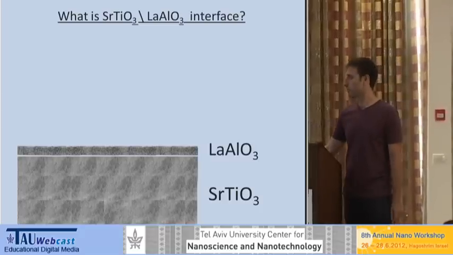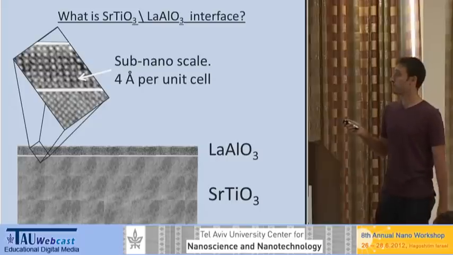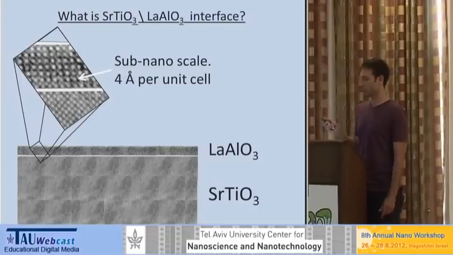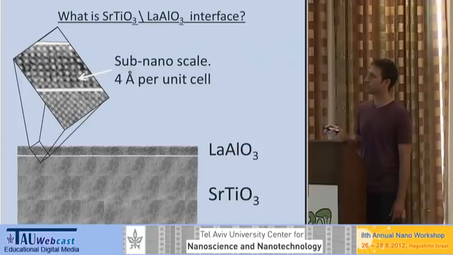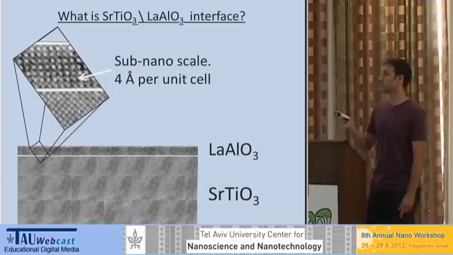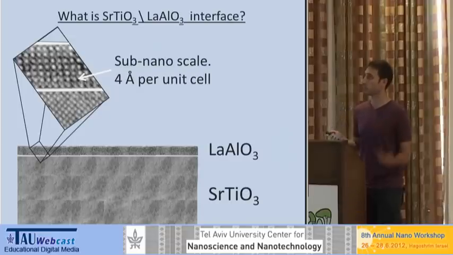We do the process in a very controlled temperature and pressure. And we look closely and we see the lattice is maintained throughout the interface. It looks as if it's a single lattice. You can see the unit cells going up as if it was a single lattice. We can control the process to a resolution of one unit cell, which is 4 angstrom. So we actually can decide how many unit cells we want to deposit, and we have a very good resolution.